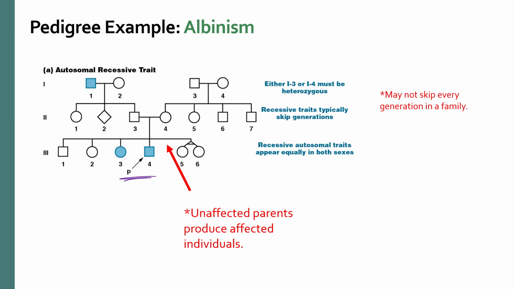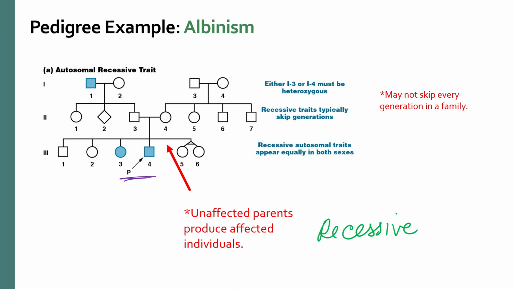So if we look at this individual, we immediately see that we have two unaffected parents with an affected child. This is going to tell us that it is recessive. This one happens to be autosomal as well. This pedigree doesn't have really enough individuals to be able to determine if it's sex-linked or not. And we'll talk a little bit later about some more indicators of sex-linked versus autosomal.